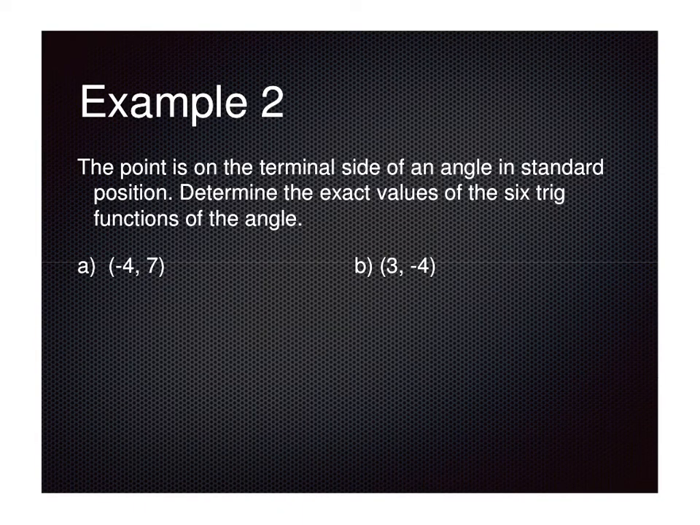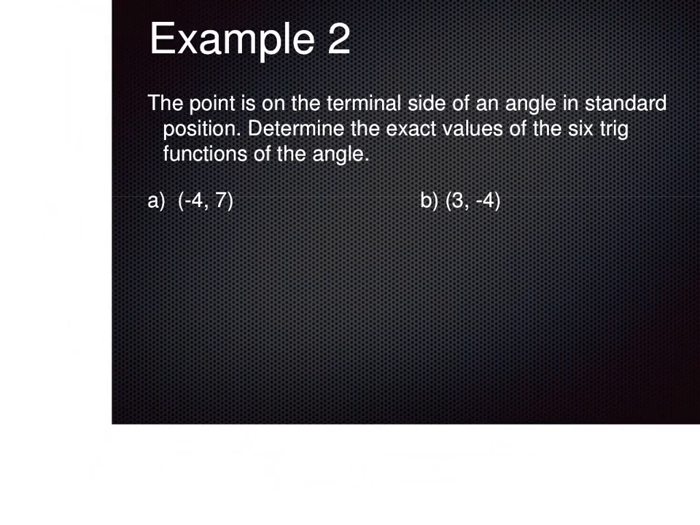Alright, so the point is on the terminal side of an angle in standard position. Determine the exact values of the 6 trig functions of the angle. Here we're doing the same thing, but it doesn't actually give us the picture. It just gives us x and y. Do we need the picture to find the rest of it? No. We just plug x and y into our r formula, and then plug everything into our 6 trig functions. So r is equal to the square root of negative 4 squared plus 7 squared.